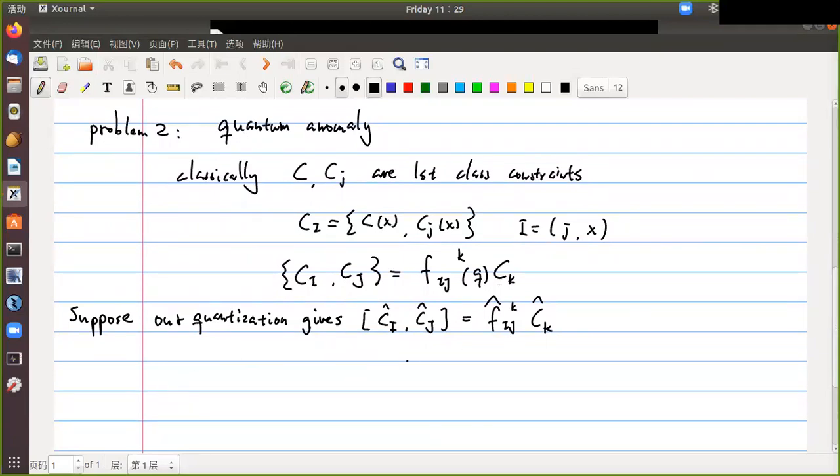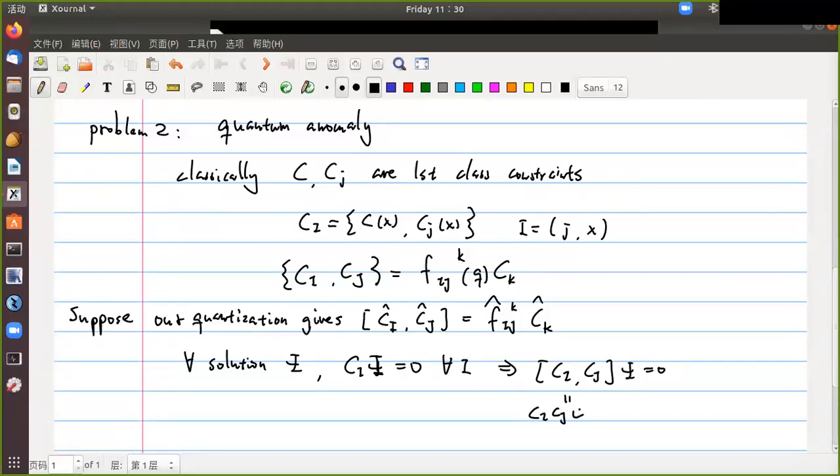Then what we can see from this relation is that everything becomes very consistent. For any solution, from our procedure we get a solution psi satisfying Ci psi equals 0 for any i. Then, because Ci operating on psi equals 0, the commutator of Ci and Cj operating on psi equals 0. This commutator equals Ci Cj acting on psi minus Cj Ci operating on psi, and these are 0 because psi is solving the constraint. Suppose we are able to find the solution.